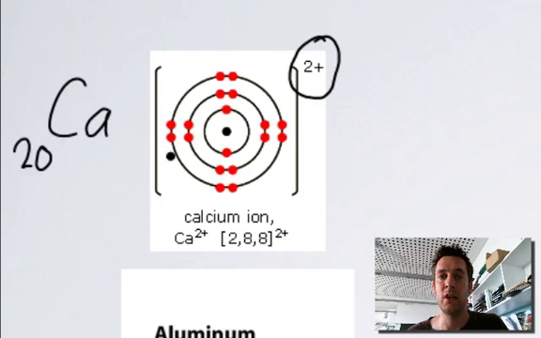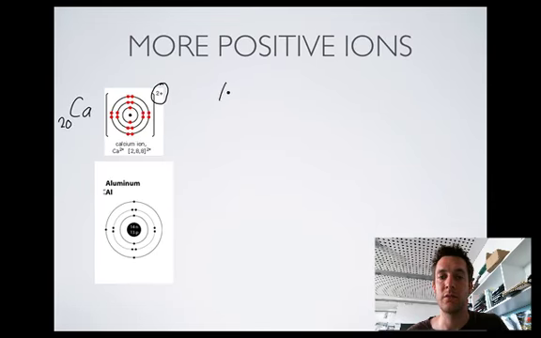It's lost 2, so therefore 2 of the protons aren't balanced. We've got 18 electrons. We've got 20 protons here, right? So there's 2 more positive charges than there are negative charges. So this calcium ion has a charge of 2+. Plus because it lost electrons, 2 because it's lost 2.